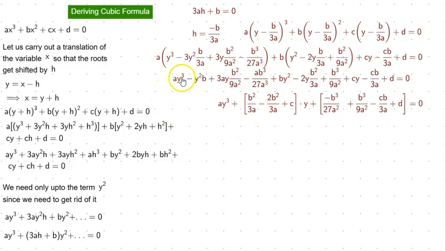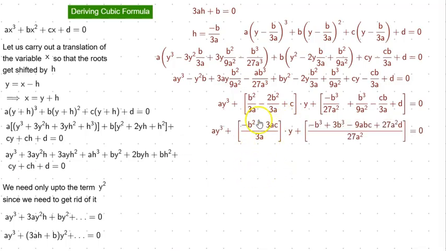What we have is ay cube plus, we collect the terms of y. So (b square by 3a minus 2b square by 3a plus c) times y plus, we collect the constants, minus b cube by 27a square plus b cube by 9a square minus cb by 3a plus d equal to 0. Now here we have to be very careful. Now let's combine these expressions.